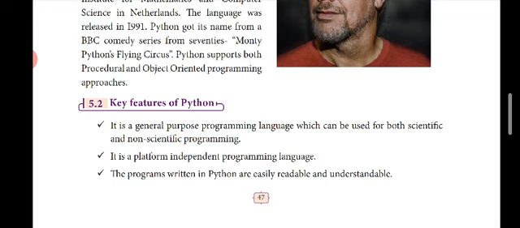The second one, it is a platform independent programming language. Platform independent means, what is a platform? It operates on all types of operating systems. It supports all types of computers. Even on your mobile phone you can run Python. So it is a common language for all platforms.